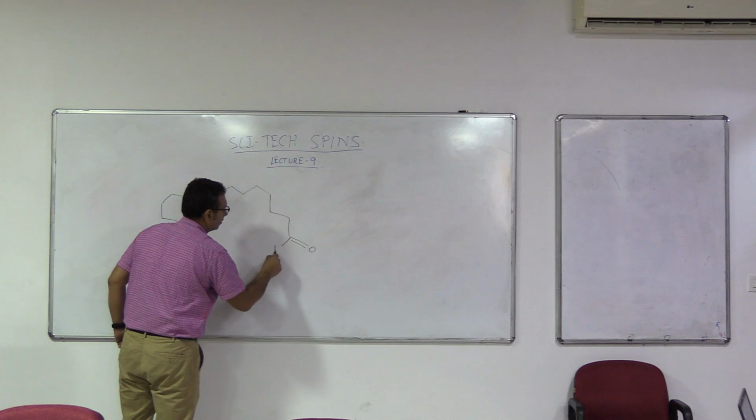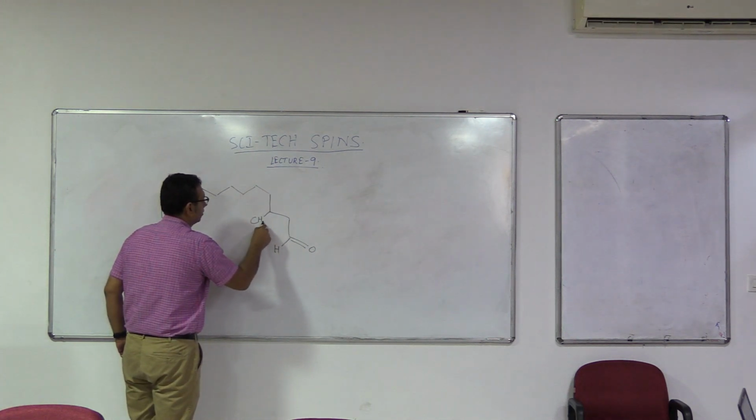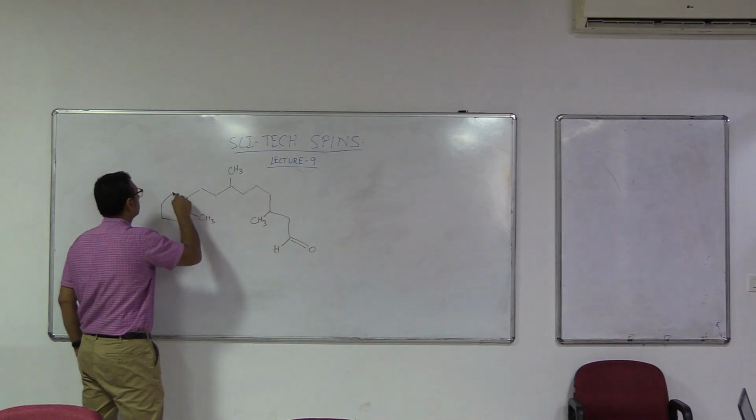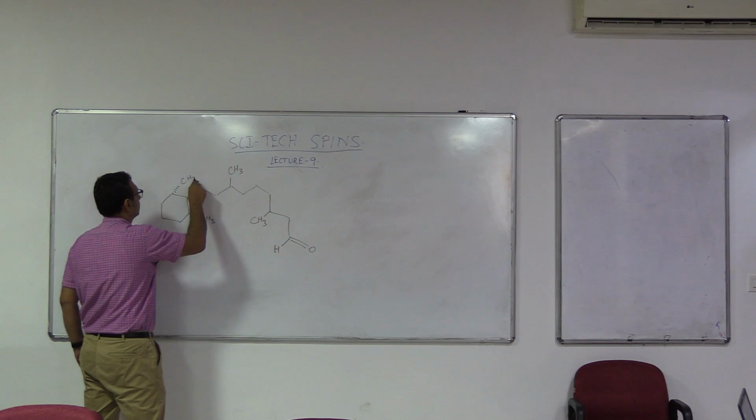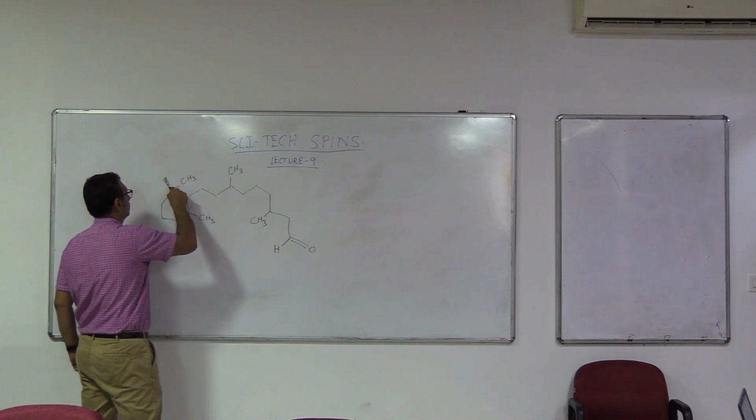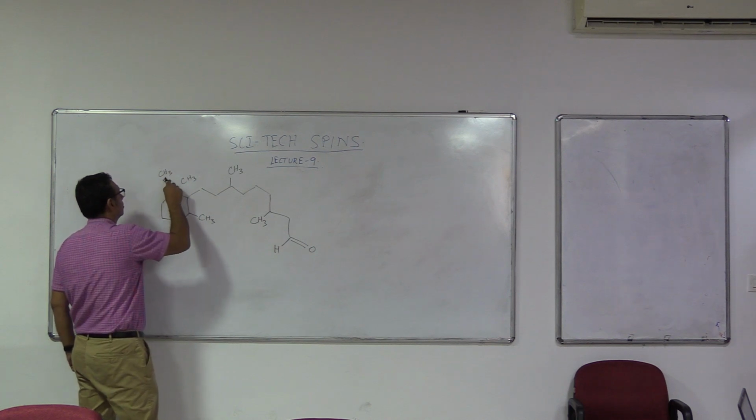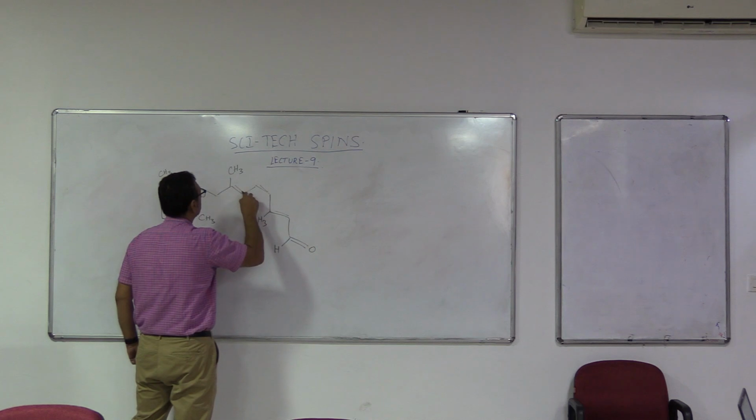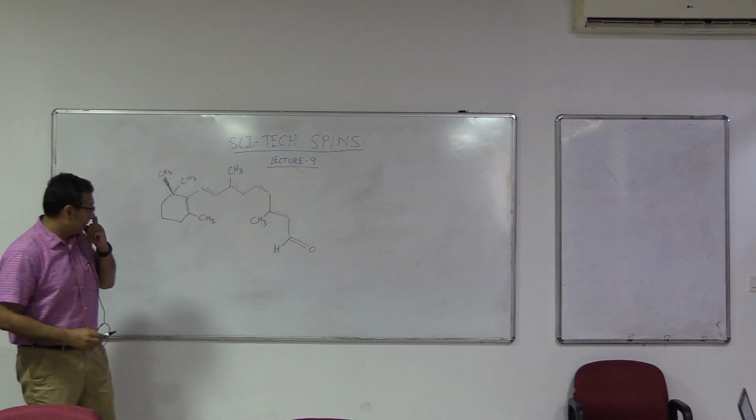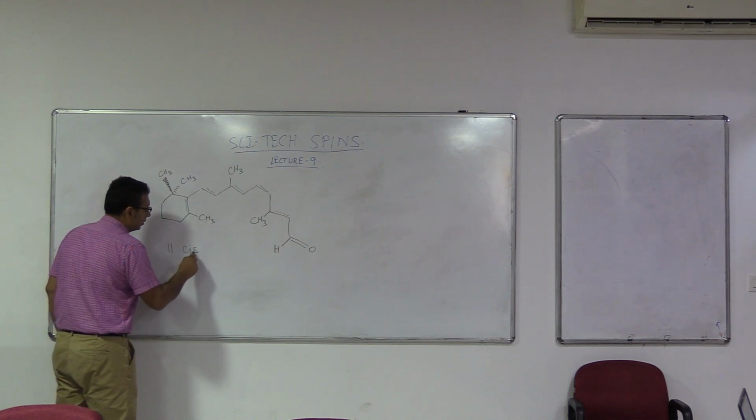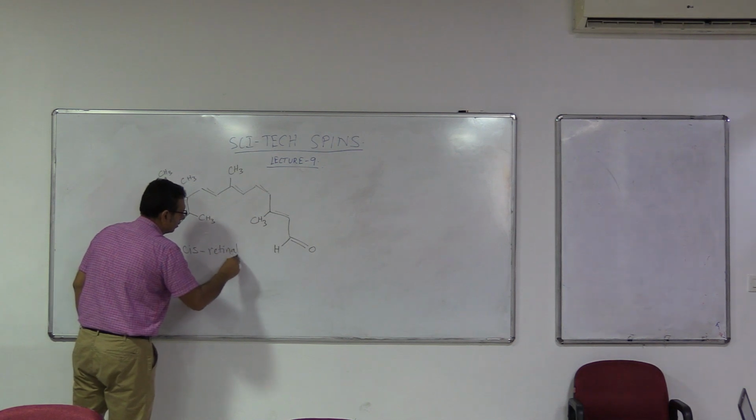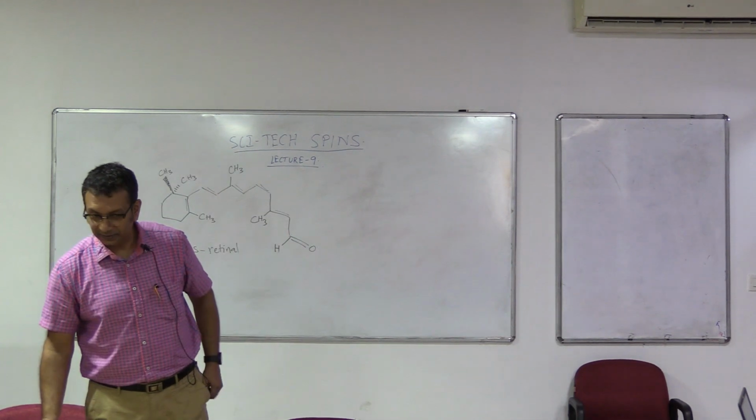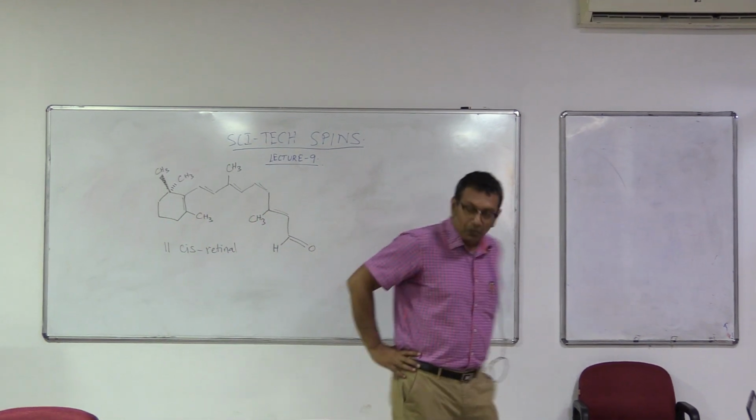So you have an aldehyde over here. This is called 11-cis retinal, which can be replenished if you eat lots of vitamin A. Carrots. Now, why is this molecule important?